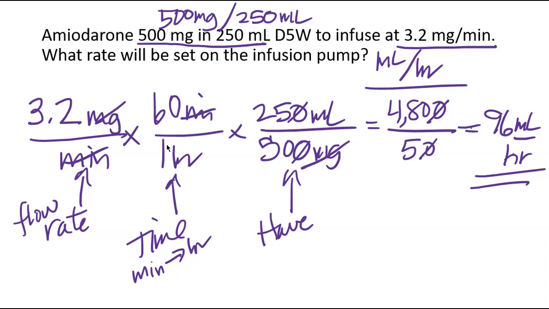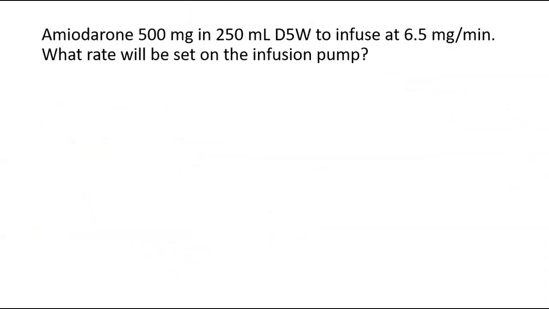If you need minutes, then don't do this time step here. It'll be a smaller number though per minute. Well, I don't know. No, it won't be actually. 96 divided by 60. It would be a smaller number, but it doesn't matter.